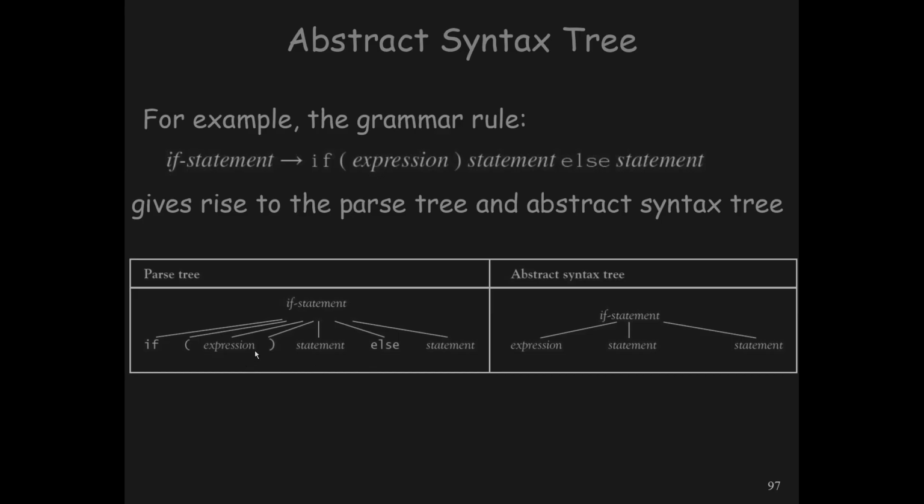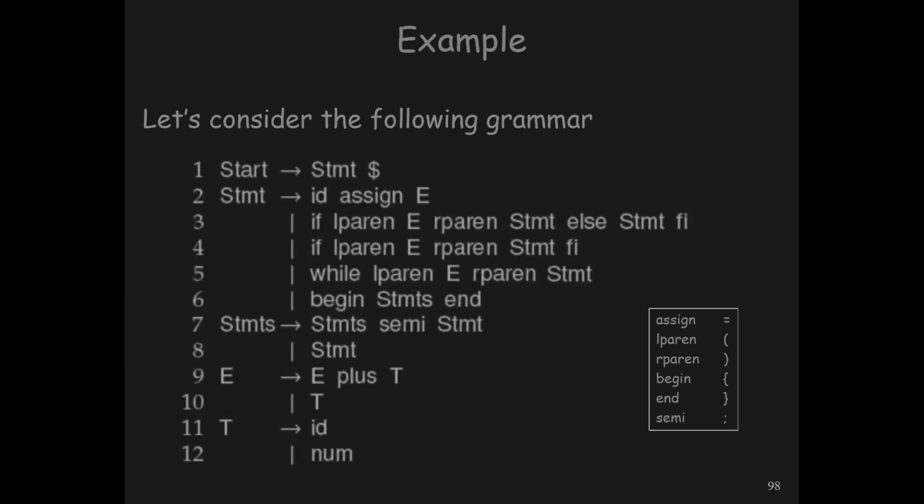So the parse tree shows everything. So you have the if, you have the parenthesis, you have the expression rule, you have the right parenthesis, the statement, else, and the other statement, right? So the parse tree is going to show all of that. But the abstract syntax tree might avoid that and just keep it down to only the non-terminals, the variables. Okay.